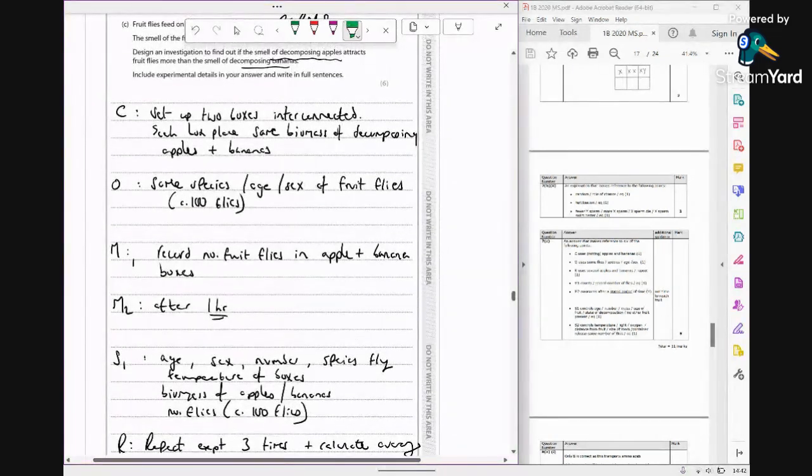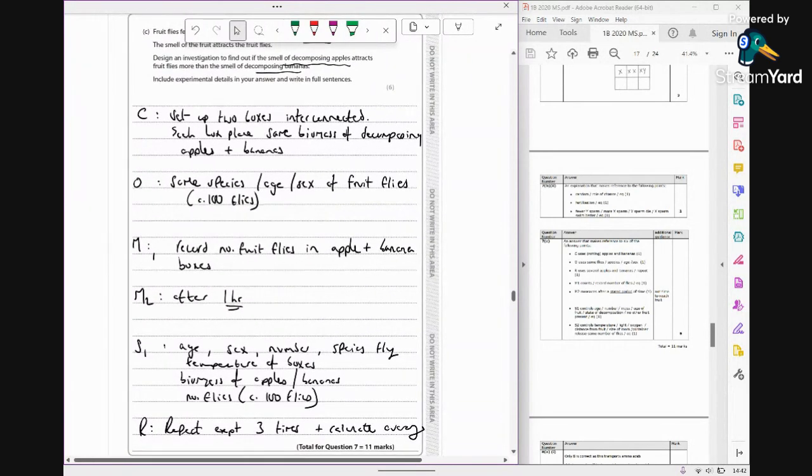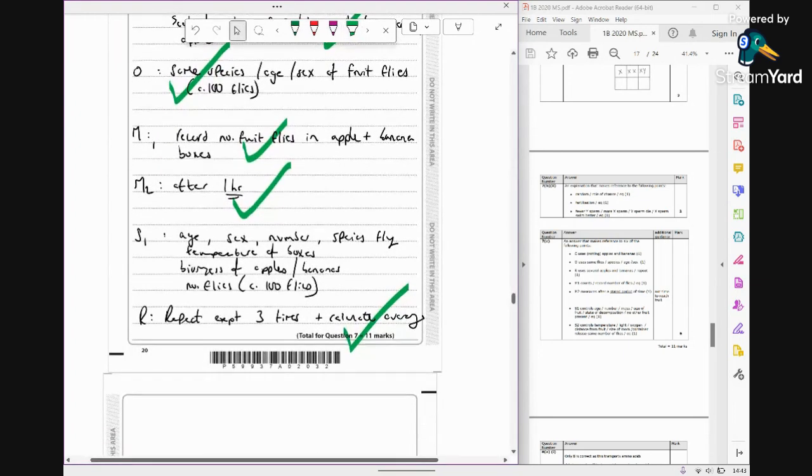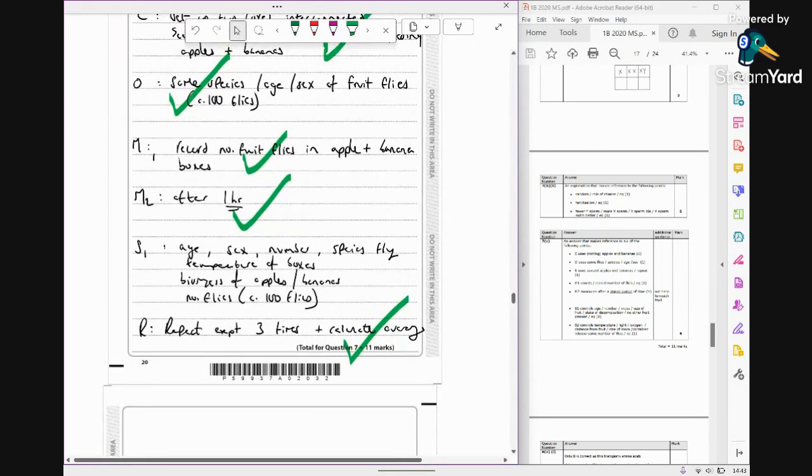Right, the fruit flies experiment. So you'll see that the mark scheme sets it out exactly how I've written it. If you set it out like this, this is how the mark scheme is set out. So set up 2 boxes, interconnected, same biomass of decomposing apples and bananas. So yeah, rotting apples and bananas. Same species of fly, age or sex of fly, yes. Repeat, so yes, we've got that mark. Record the number of flies, yes. After a stated period of time, we have to give an example, so I did, that's an hour. Controls, age, number, mass of fruit.